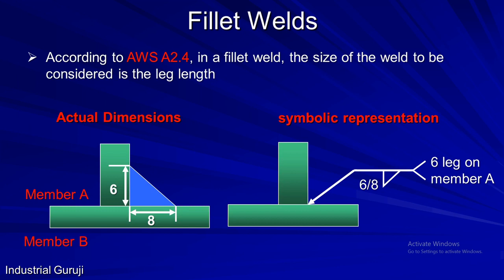Now let's see sizes for fillet welds. For fillet welds, according to AWS A2.4, size to be considered always is its leg length. Remember this point. Here, leg lengths are given 6 and 8. So it should be represented on the left of the symbol indicating both sizes like 6 by 8. Now to understand what is the size welded on member A and B, you can add addition information in the tail area as 6 leg on the member A. So guys, so far we have seen weld size representation on symbol with single fillet weld.